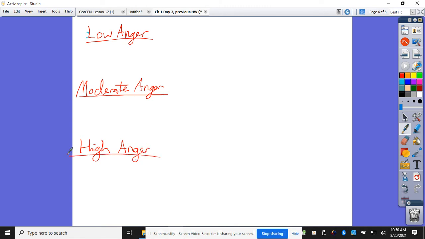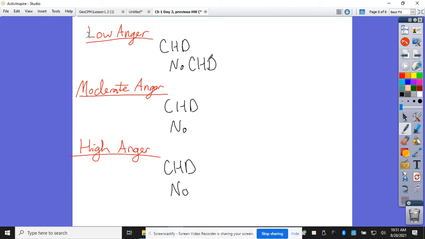And then what do I need for each one? CHD status. I'm just going to shorthand real quick because I don't want to waste my time writing all this up. I should say no CHD for all those. So what would I want to see right beside this?